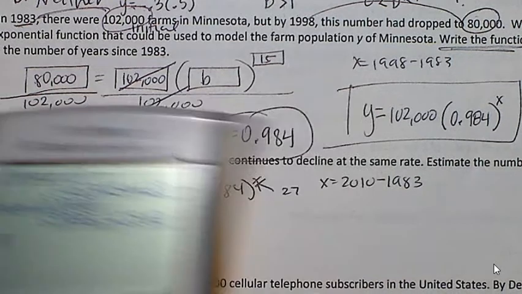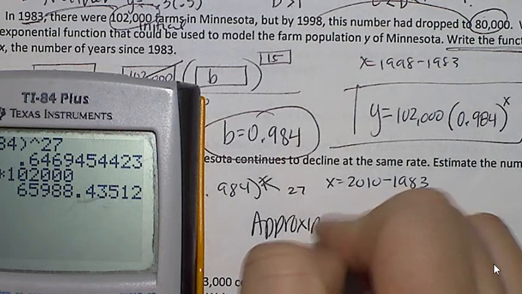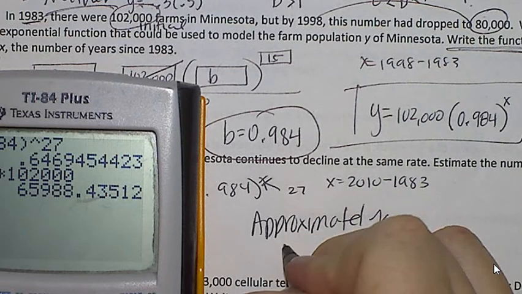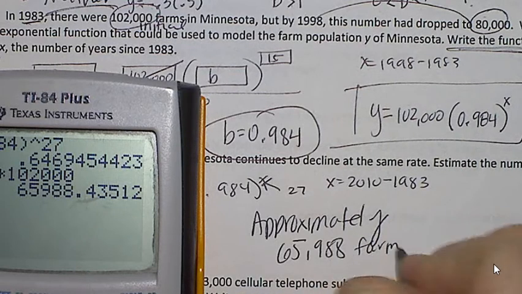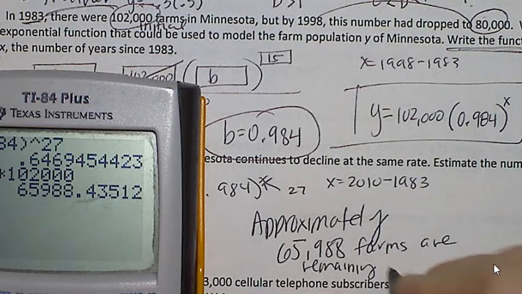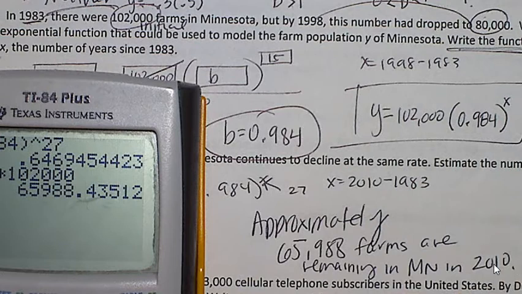And so we can say approximately, and approximately is the key, 65,988 farms are remaining in Minnesota in 2010.